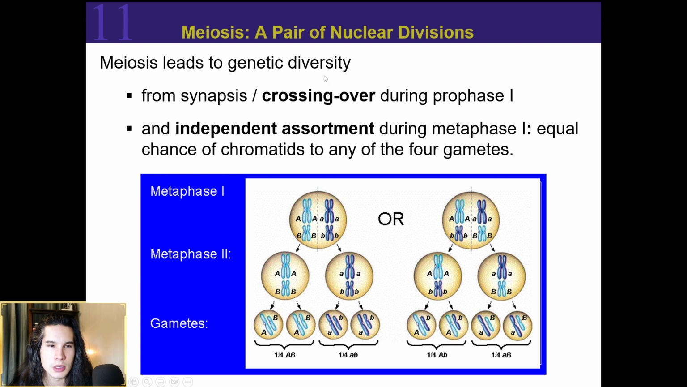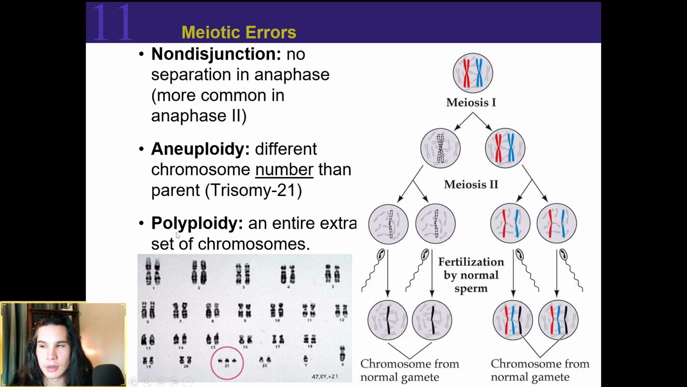All right, so meiosis is going to lead to genetic diversity. One of the players is going to be crossing over after synapsis during prophase 1, and then the other player is going to be independent assortment during metaphase 1. And this is just where you have the equal chance of chromatids to move to either of the 4 different gametes at the very end of it.